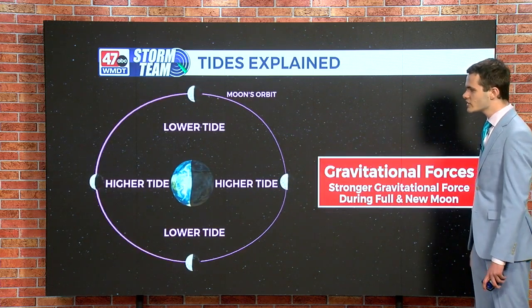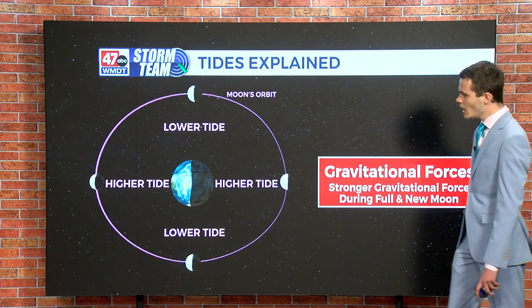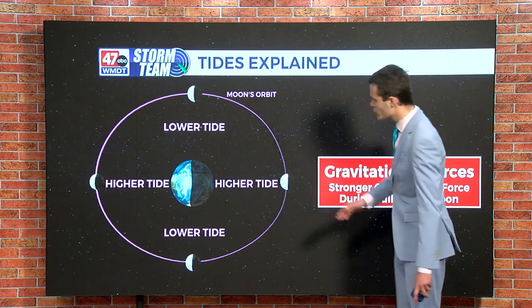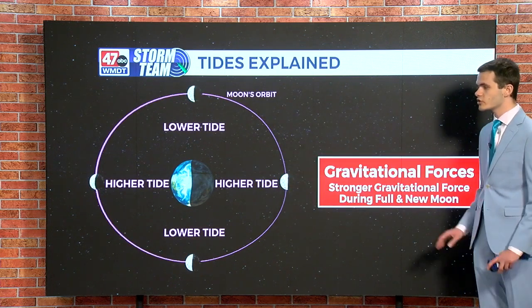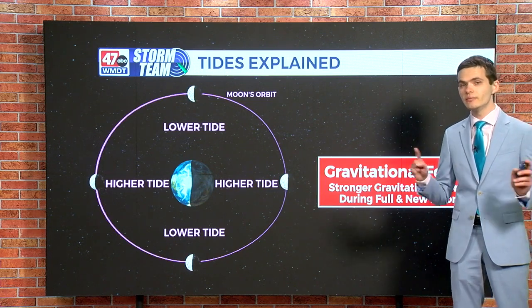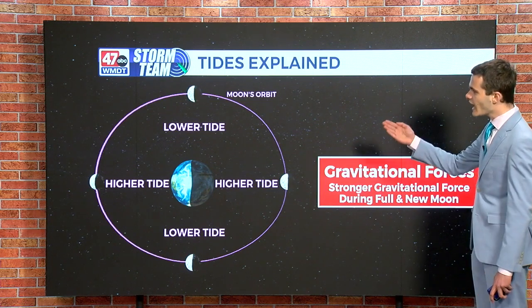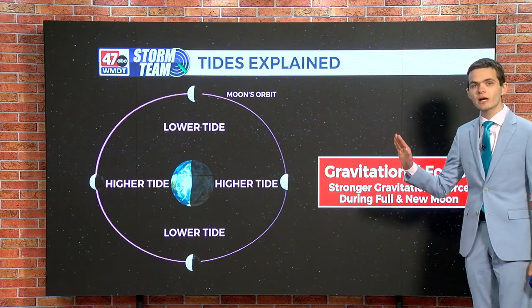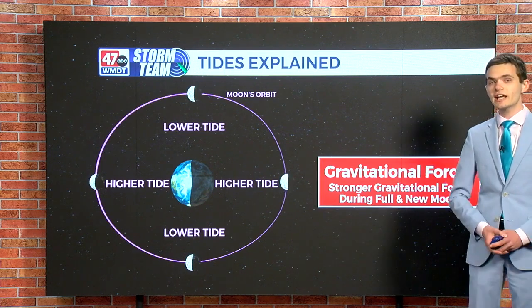Now, in regards to the sun and the phases of the moon, the new moon and the full moon have a greater gravitational force exerted on that spot on the Earth because of the alignment between the sun, the Earth, and the moon. Towards phases like the half moon, the gravitational force on that spot on Earth is not as great, so the tides are lower.